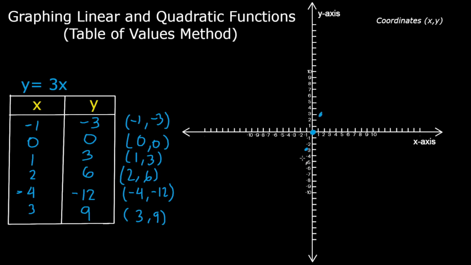So, again, mapapansin nyo kaagad, no? May na-form na siyang line. So, we're in a right track. So, sunod is 2, 6. 2, and then 6. Dito. Then, negative 4 and then negative 12. Negative 4, negative. So, negative 4 dito. Nandito yung negative 12. Okay. So, tama. And then, 3 and 9.